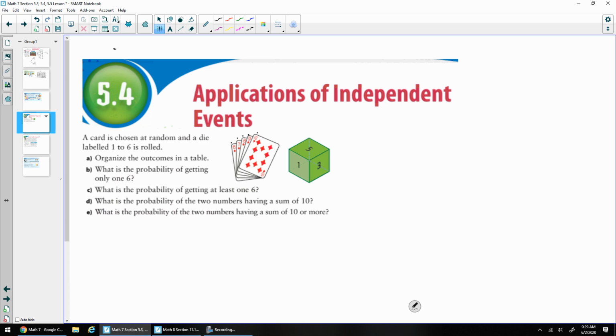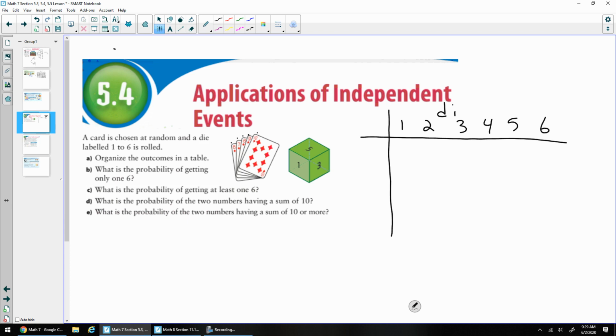For 5.4, when there are only 2 events, tables are going to be the better organizer to use over the tree diagram. Tree diagrams can sometimes be quicker to find a certain outcome, but when you're looking at lots of outcomes, tables are nice and organized, and you can find some patterns. So let's organize all the outcomes in the table. Let's do our die on top. For the die, we have 1, 2, 3, 4, 5, 6.